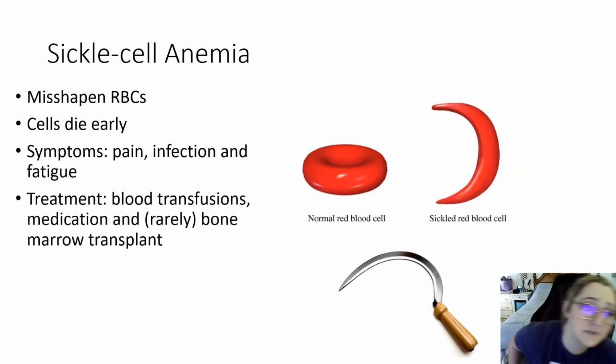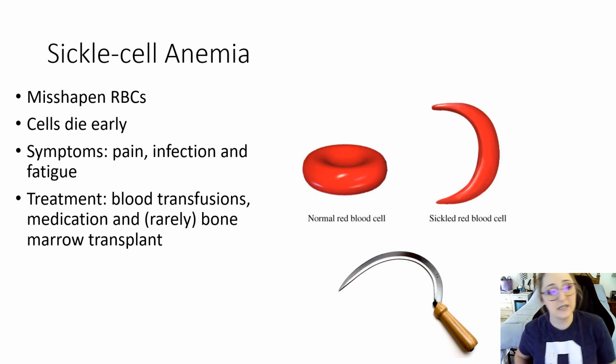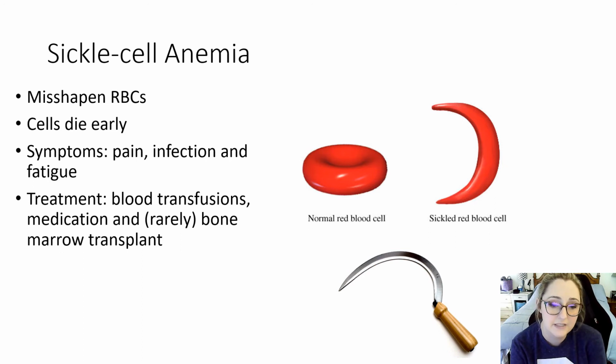One of the types of anemia is sickle cell anemia, if you've ever heard of that. But it is where you have misshapen red blood cells. On the left here, we can see a normal red blood cell, and on the right is a sickled red blood cell. It kind of makes a crescent shape, but back in the day, they thought it looked like the farming tool, a sickle, which is what that tool underneath is, and that is where it got its name.